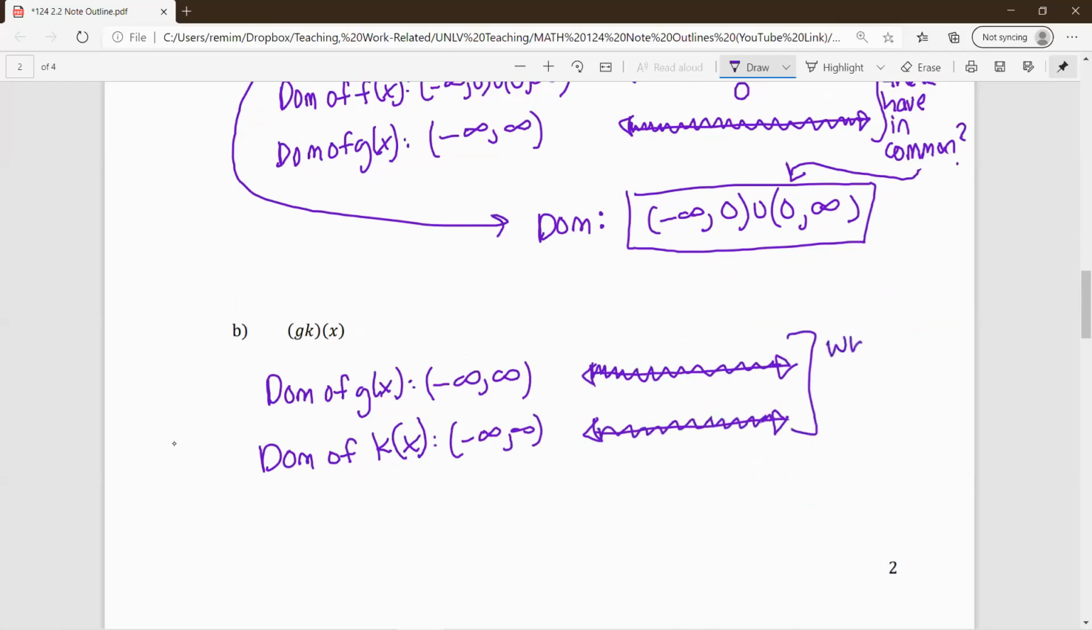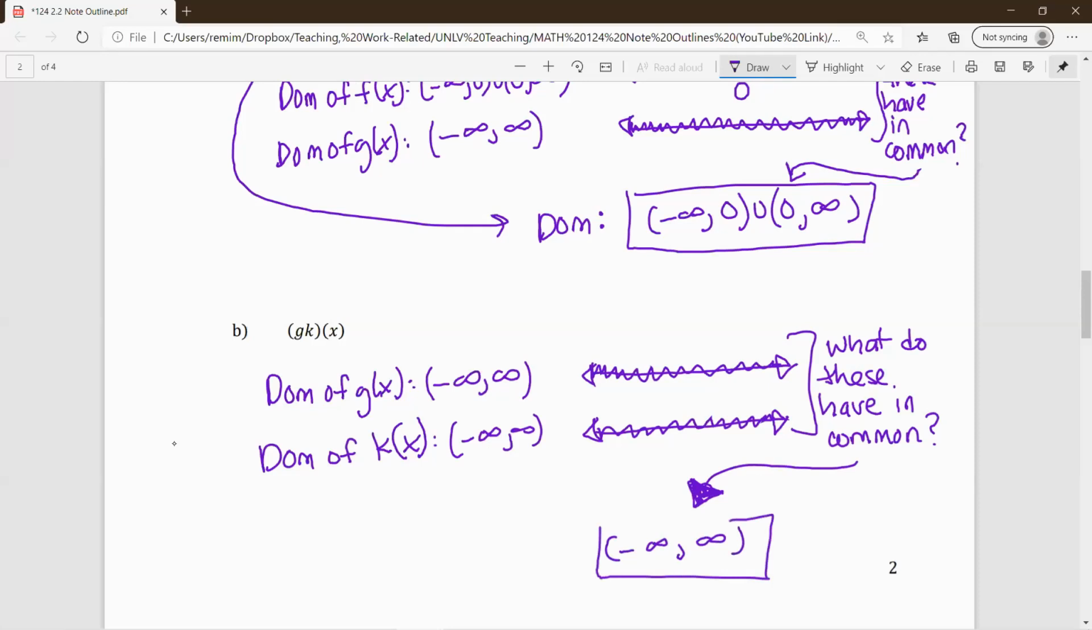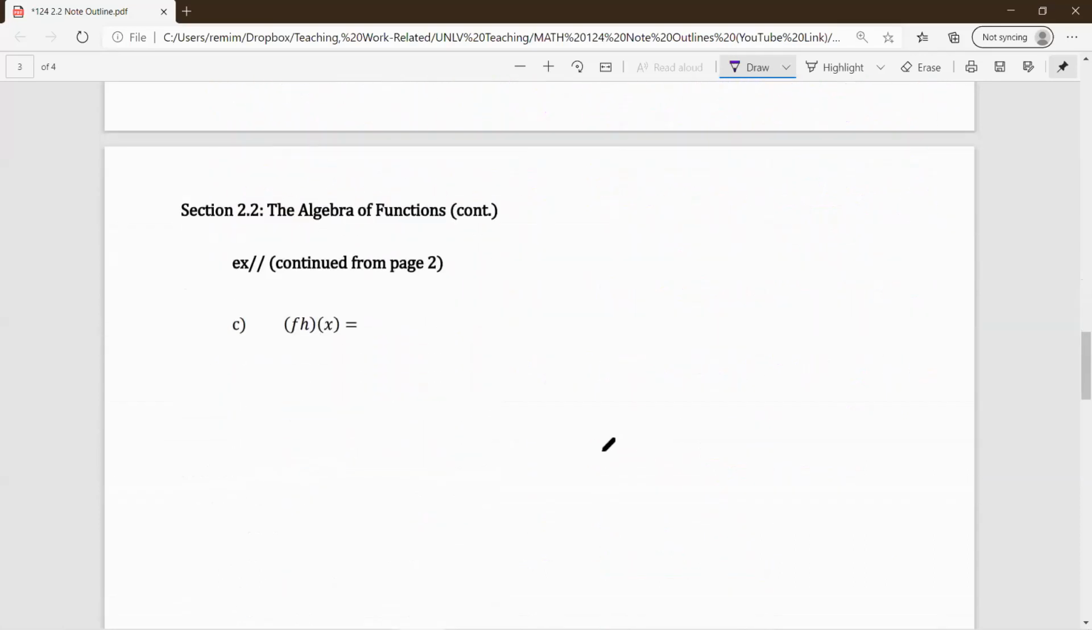And once again, we just ask, what do these have in common? But literally, they're the exact same thing. They're both shaded everywhere. So that's what they have in common. They have everything from negative infinity shaded up to infinity. So for g k of x, that is the domain there. All right, so let's keep going and go on to the next page.